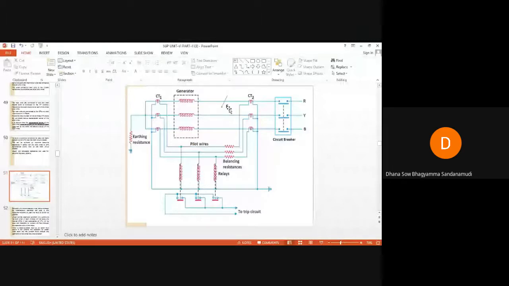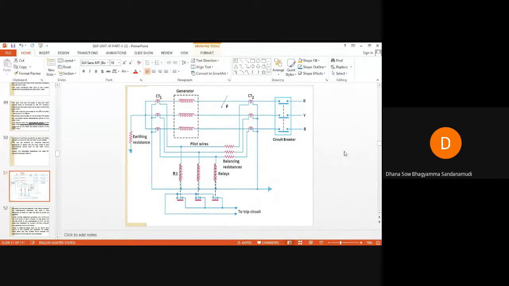Since the currents in the primaries are no longer the same, the induced EMFs across the secondaries of these two CTs will no longer be the same. Hence, in this pilot wire, the currents I1 due to CT1 and I2 due to CT2 will no longer be equal. So the differential current will flow through this relay coil. Let us assume these as R1, R2 and R3. I will write R1 here.